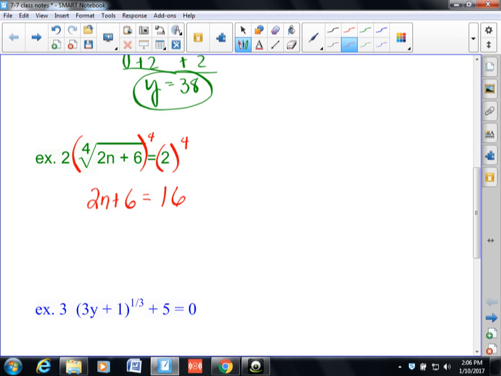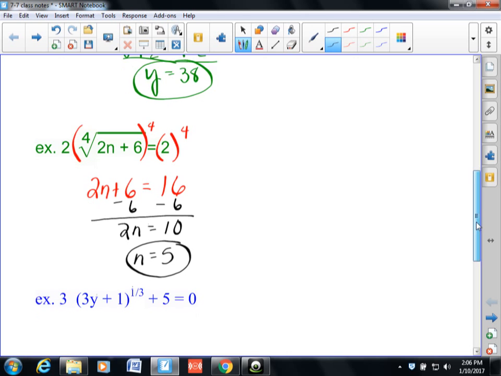And now we've got ourselves a very elementary equation. So 2n is 10, so we can see that n is going to be 5. So again, if we check it, 2 times 5 is 10. 10 plus 6 is 16. The 4th root of 16 is 2. So it works.